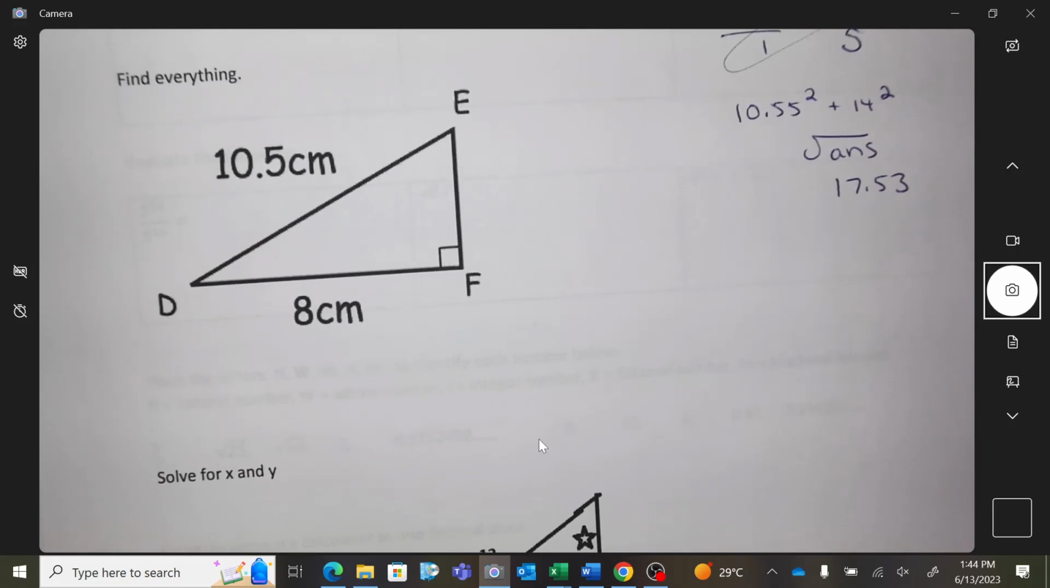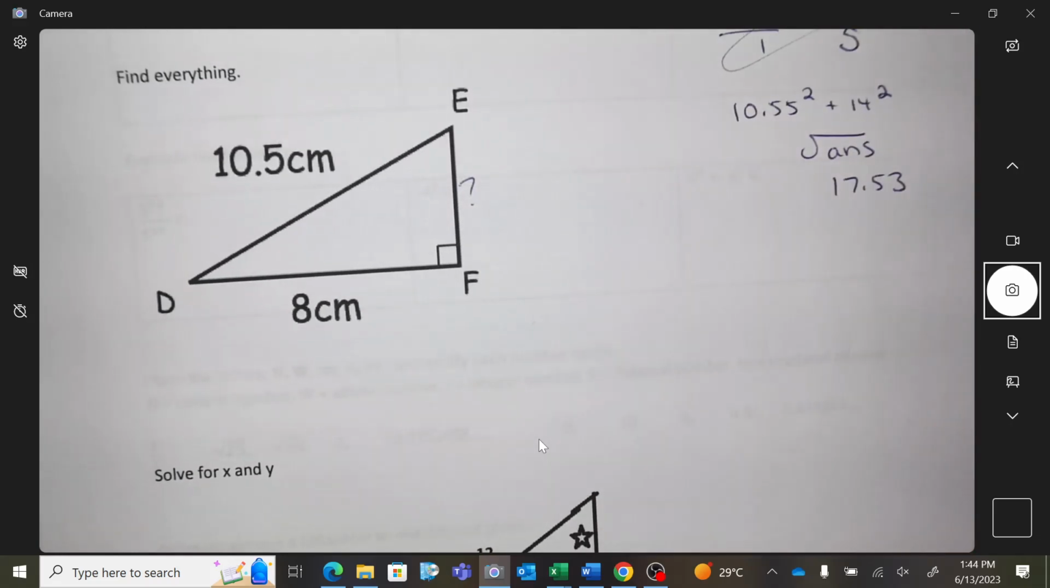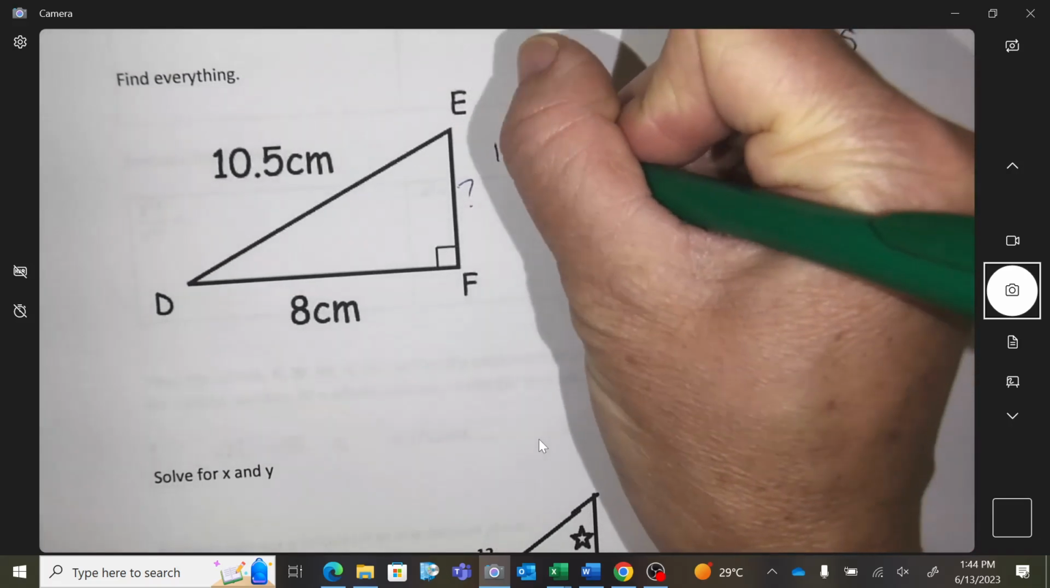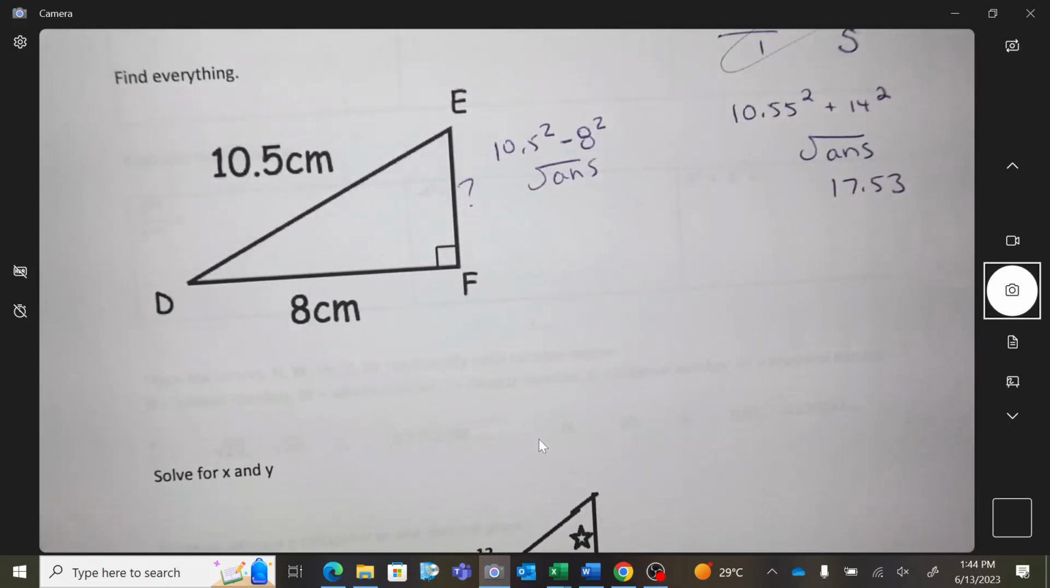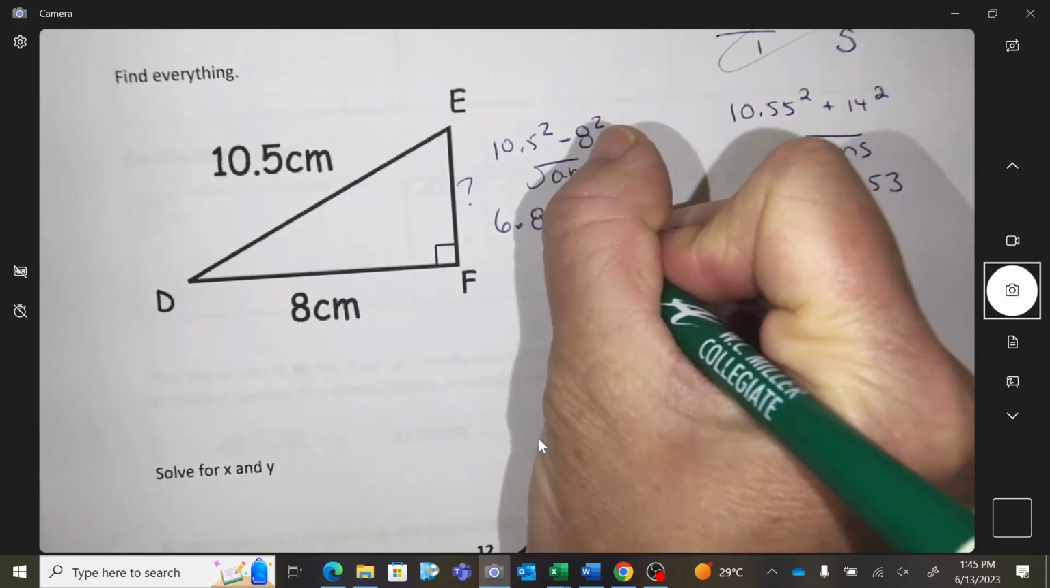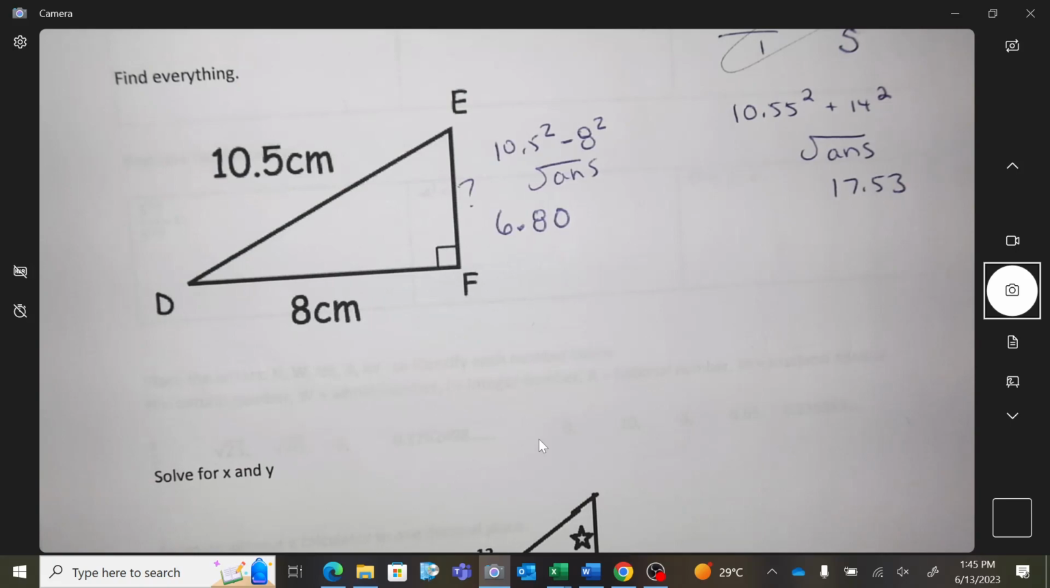Okay, everything again. This time I gave you two sides. So the first thing is, why don't we find the last side? What would you do there? Yeah, the minus Pythagorean. So the big squared minus the smaller squared. 6.80 is what I got out of it.